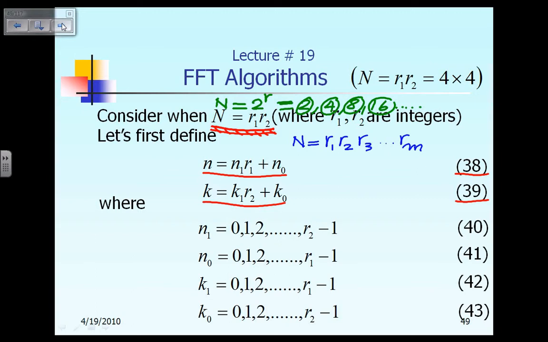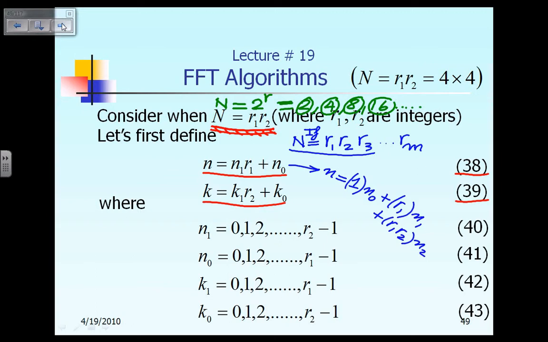If, on the other hand, capital N is given by the three-fold product R1 times R2 times R3, in that case you will see this formula can be generalized to n equal to 1 times n0, plus R1 times n1, and then plus R1 times R2 times n2.